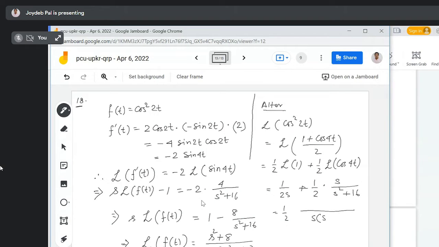s into (s square plus 16), s square plus 16 plus s square. So it is 2s square divided by 2. So it can be written as s square plus 8 divided by (s square plus 16) into s. Same, right? We are getting the same answer.